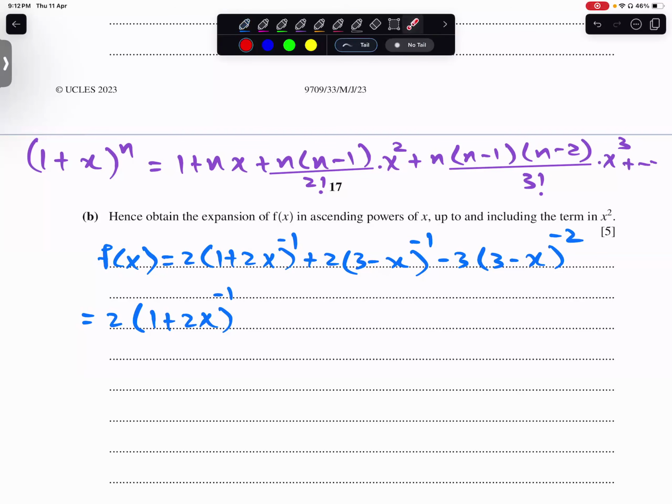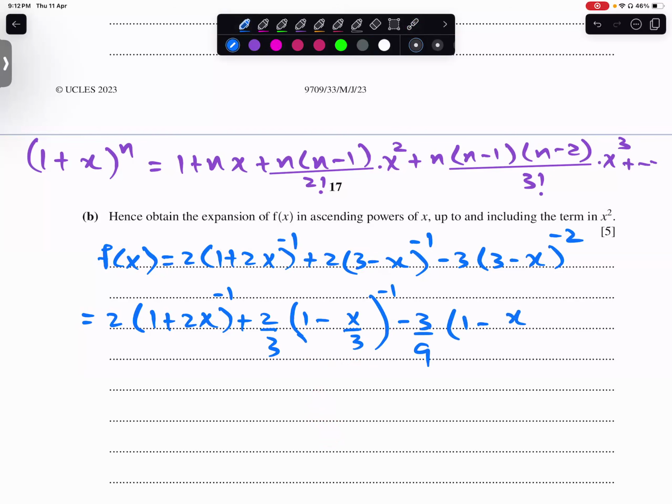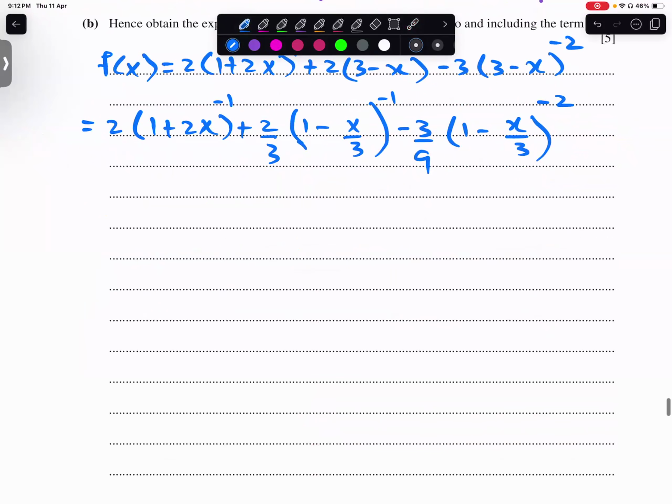Take 3 common. So let me tell you, if you take 3 common, 3 will come with the power. So this will become 2 by 3. Okay. So outside will be 2 by 3, (1 minus x over 3) whole power minus 1. Minus 3. Again, if you take 3 common, outside will become 3 by 9 because 3 square, and then (1 minus x over 3) with power minus 2. So let's open it now.